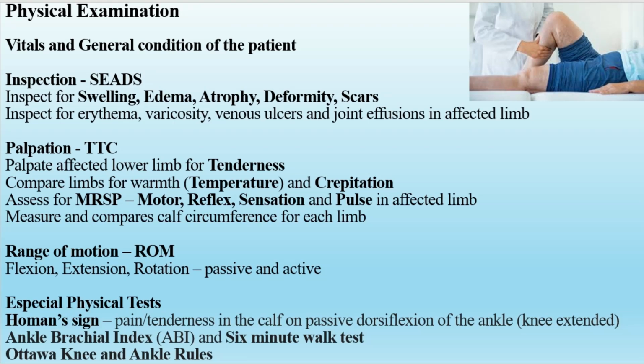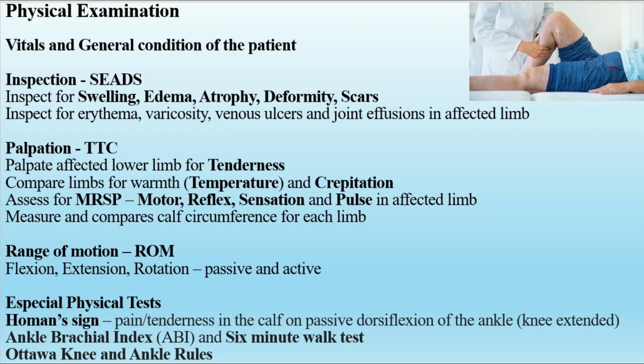So palpate affected limb for tenderness, compare both limbs for warmth and crepitation, assess for MRSP, motor, reflex, sensation, and pulse in the affected limb, neurological examination. Measure and compare calf circumference for each limb. Then check the range of motion. Flexion, extension, and rotation of the limb with passive and active movements.